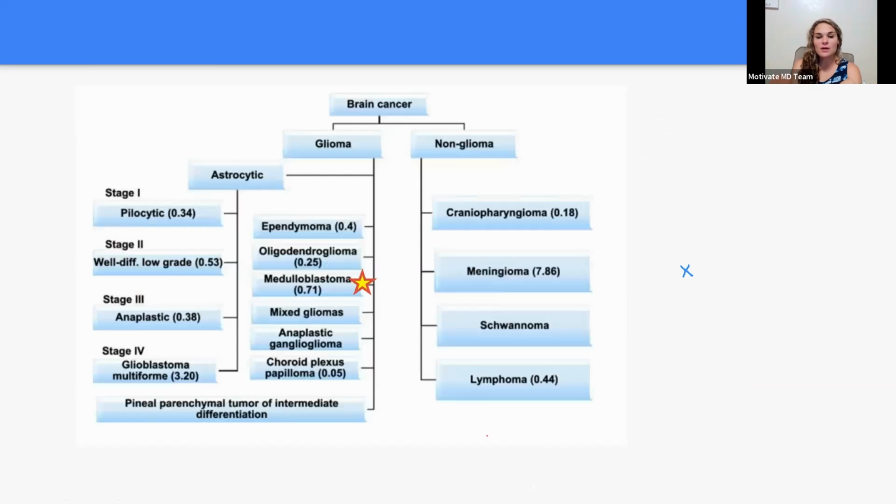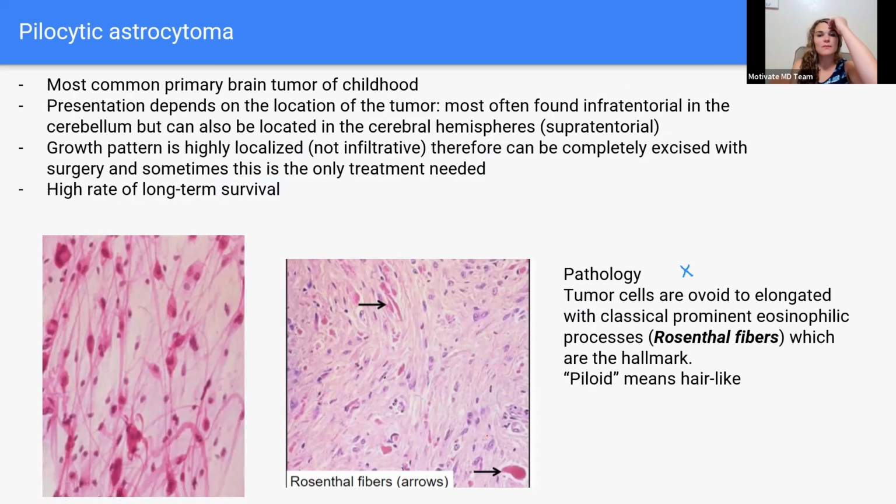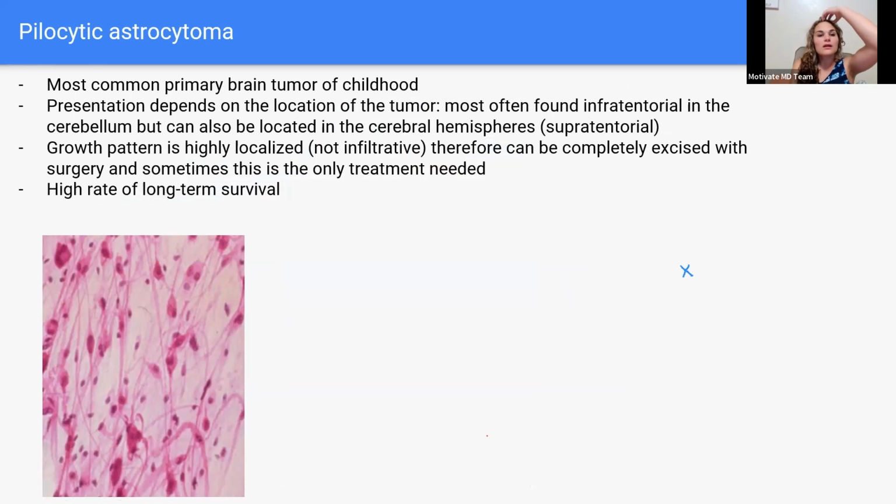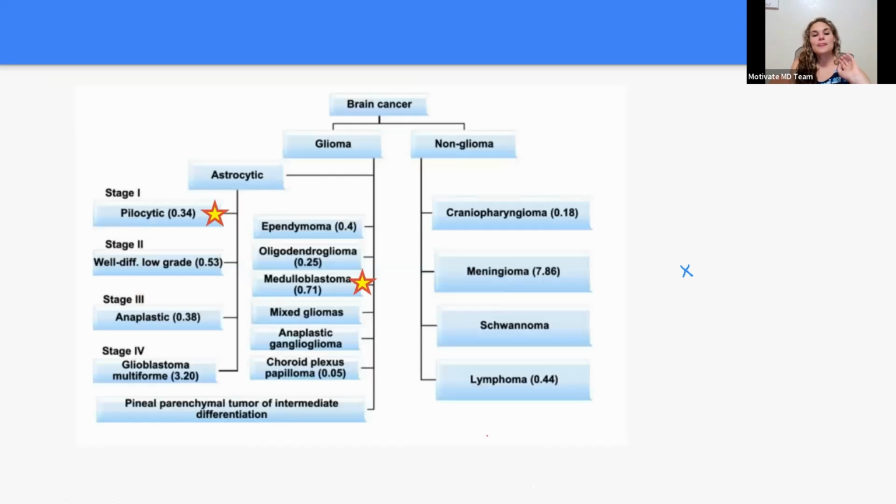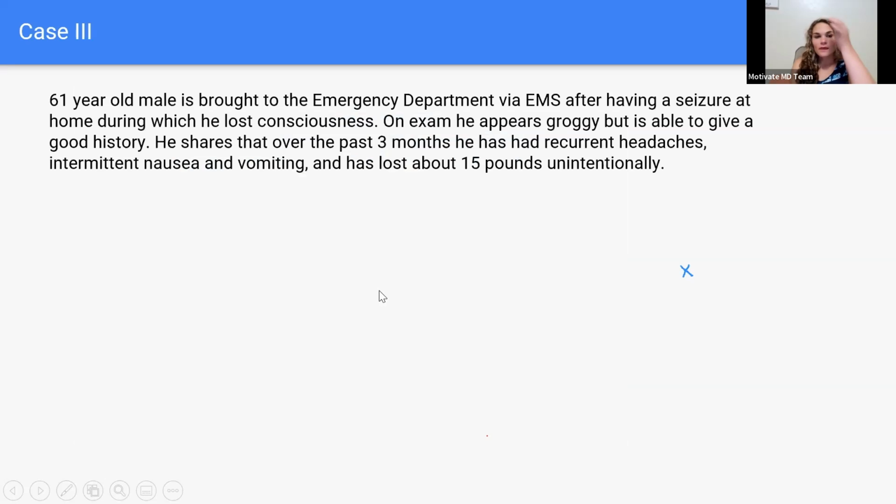Okay, so we talked about medulloblastoma, and then we've also talked about pilocytic astrocytoma. So that's kind of where we're at on here. Both of these were gliomas because they're derived from glial cells. Pilocytic specifically is derived from astrocytes. Medulloblastoma is as well.